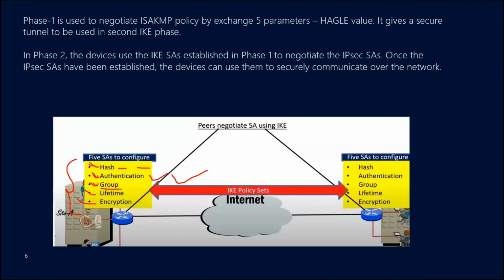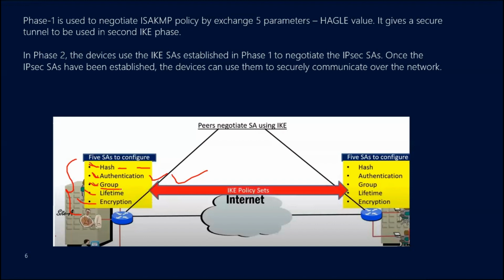Then group. Group is basically the Diffie-Hellman group. It determines the strength of the key. What is the strength of the key? Is it good? Is it bad? Or is it excellent? So basically, it defines the strength of the key, and it is used in the key exchange process. The higher group numbers are more secure, but take longer to compute. So basically we use Diffie-Hellman group 14. You can also use other groups, but I just gave you an example.